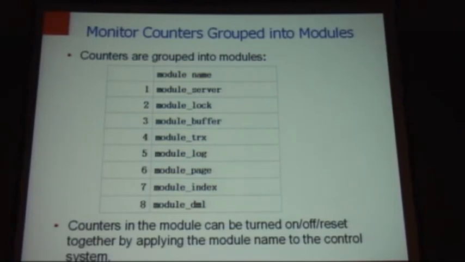So all the counters in a particular module, you can turn on, turn off by just specifying the module name to the control system. So you can say set global monitor counter on equal to module server. So everything in the module server will be turned on. And it's very easy to add additional modules.